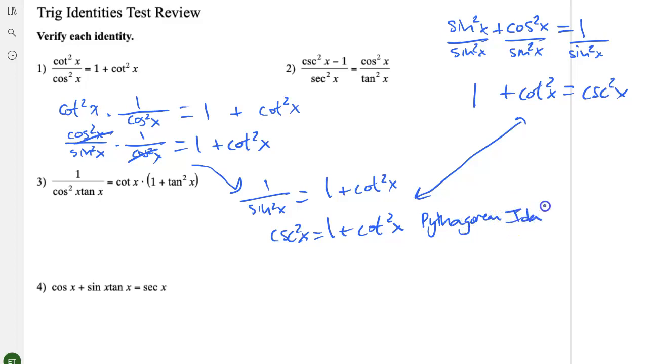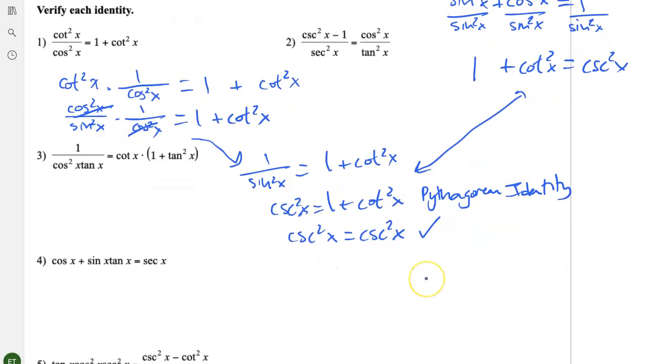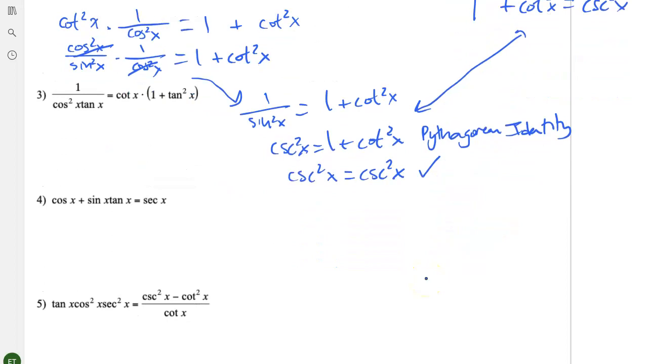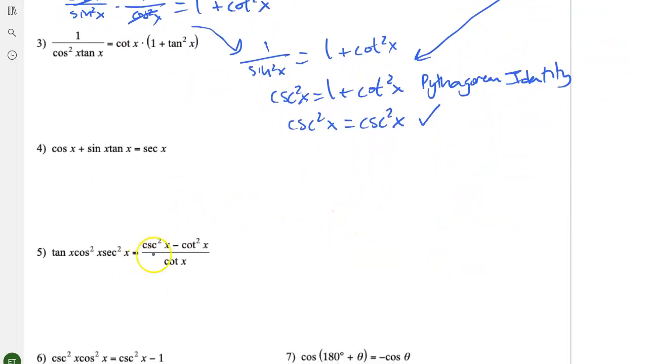Or if you like, you could go through the process and maybe just write it like this. We know this equals cosecant squared x, so we could also say those equal that if you don't remember the name of the identity. Okay, maybe we'll jump down to one that was a little bit spicier.